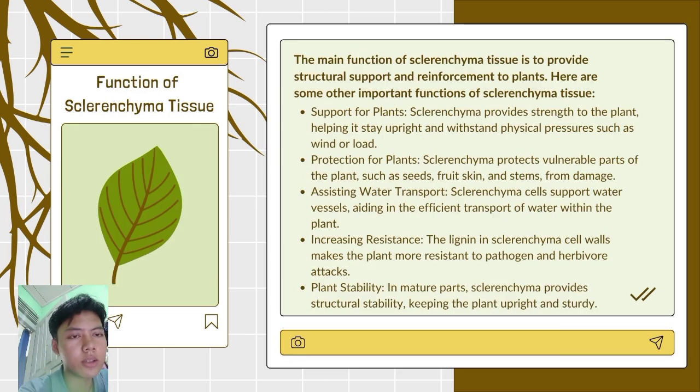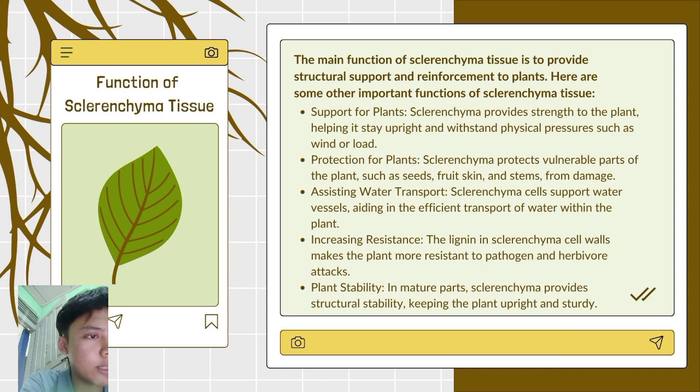Next is function of sclerenchyma tissue. The main function of sclerenchyma tissue is to provide structural support and reinforcement to plants. Here are some other important functions. First is support for plants. Sclerenchyma provides strength to the plants, helping them stay upright and withstand physical pressures such as wind or load. Second is protection for plants. Sclerenchyma protects vulnerable parts of the plants such as seeds, fruit skin, and stems from damage.